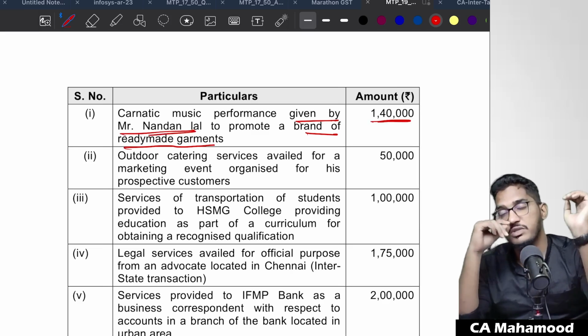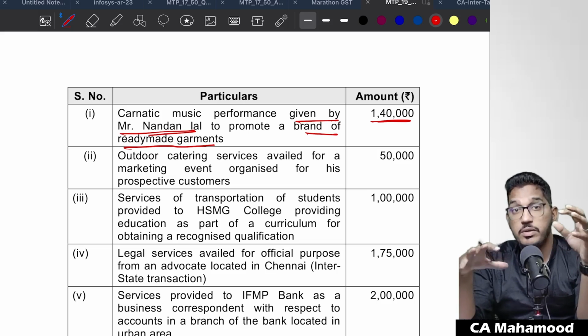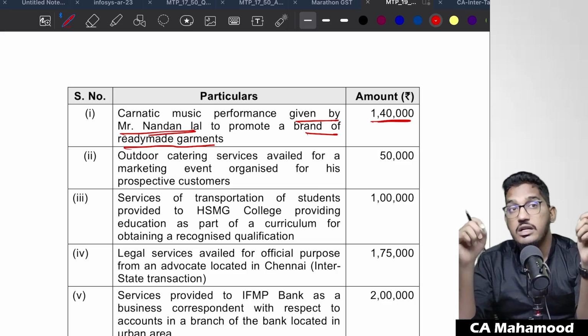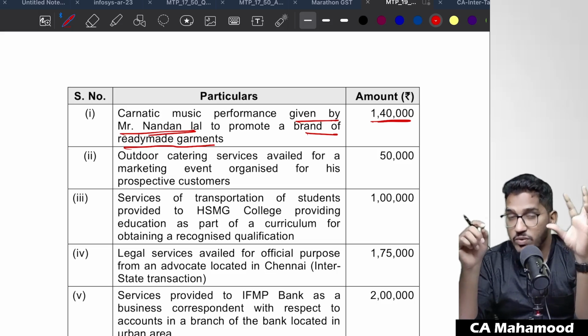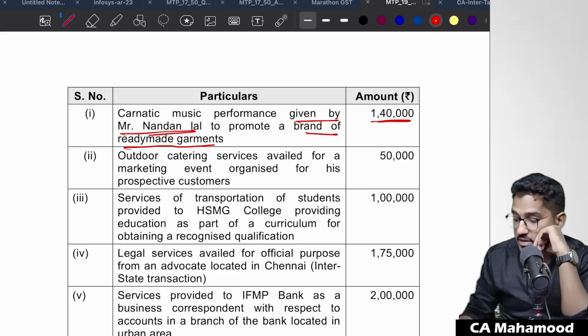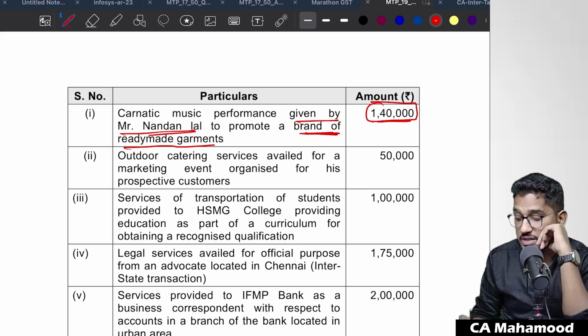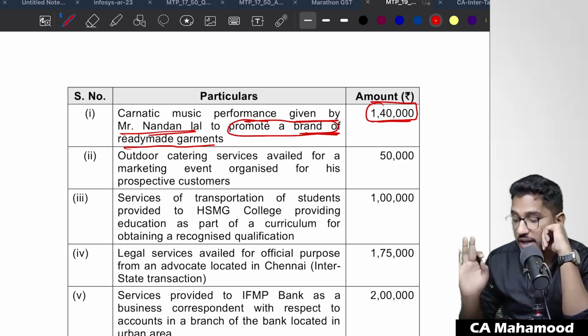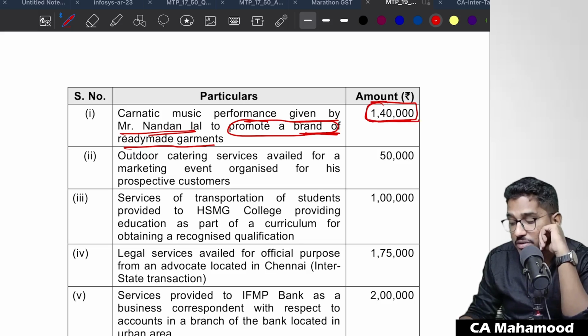See, if you remember the exemptions chapter, the services by way of performance by an artist in areas of music, dance and drama will be exempted if the consideration is up to 1,50,000. In the given case, the consideration is 1,40,000 only, but that exemption will not become applicable if you are providing that service as a brand ambassador. If you are promoting as a brand ambassador of some company, then it will not be exempted. Then that 1,50,000 rupees limit will not become applicable. That service will be completely liable for GST.